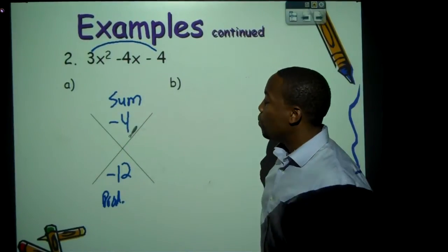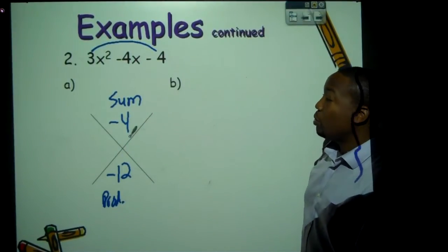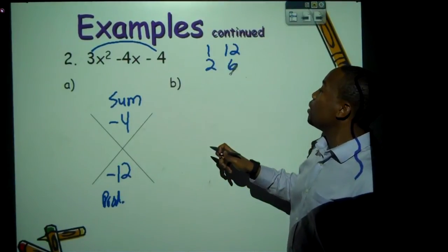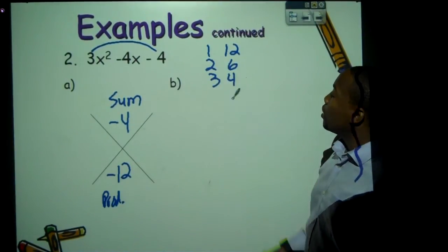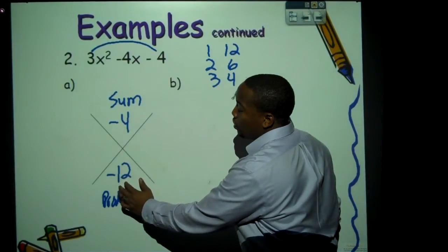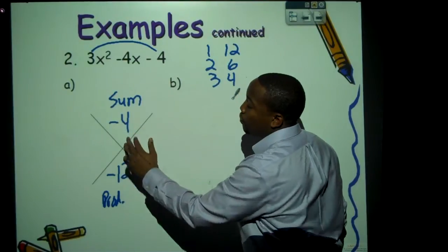It'd be negative 12. Sum at the top, negative 4. What are the factors of 12? 1 and 12. 2 and 6. 3 and 4. Right? So what can I do to make negative 12 and add to be negative 4?